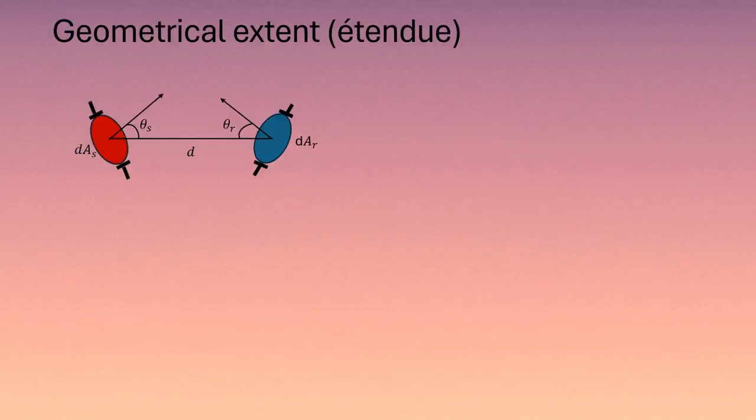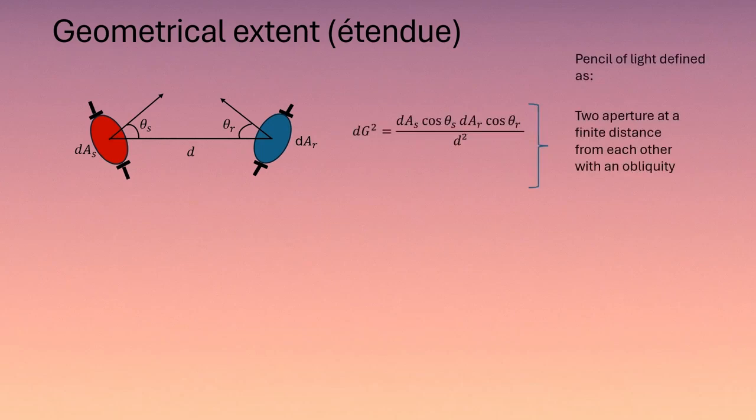How does light transfer from one aperture to another or from one source to an aperture? When considering the transfer of light, it is necessary to consider a pencil of light coming from an extended source to an aperture. This quantity is called the geometrical extent, or étendue. It is possible to define this pencil of light in different ways. First, we can consider two apertures at a finite distance with an obliquity. Their areas are dAs and dAr with obliquities θs and θr, and they are separated by a distance d. This étendue is given by the formula.